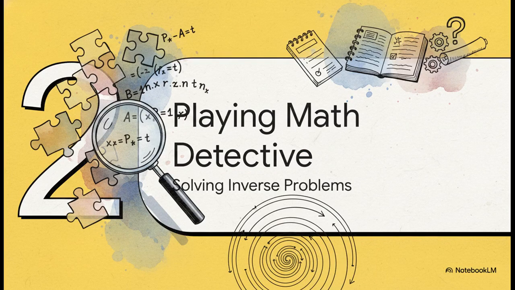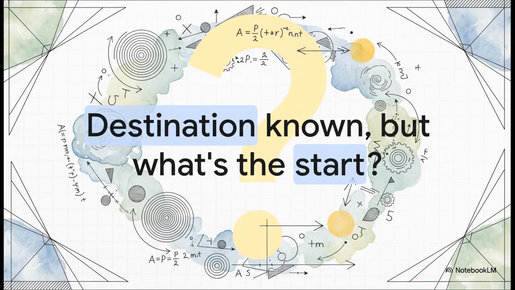Moving on to part 2. Playing math detective. Think about it. What if we know exactly where we ended up, the final amount, but we have literally no clue what our starting principal was? Or what if we know the start and the end, but the interest rate is a total mystery? Well, we call these inverse problems, and honestly, reverse engineering them is incredibly satisfying.